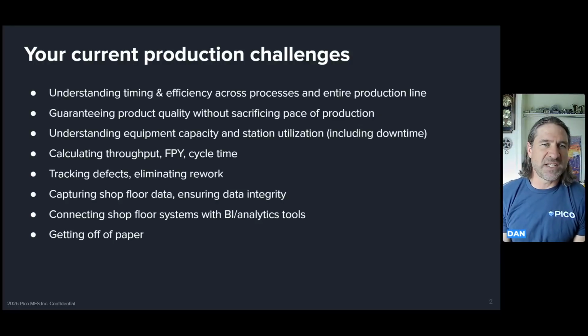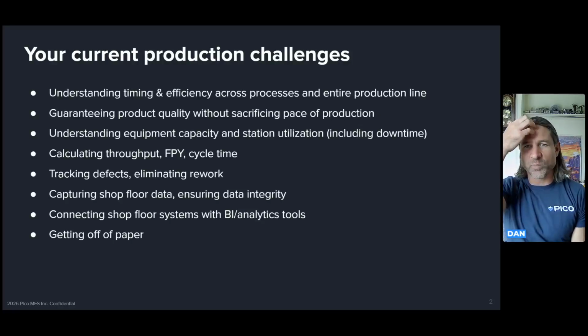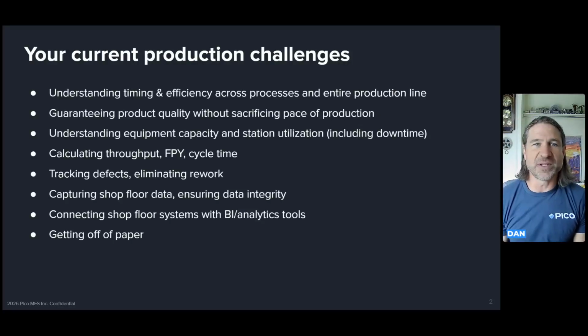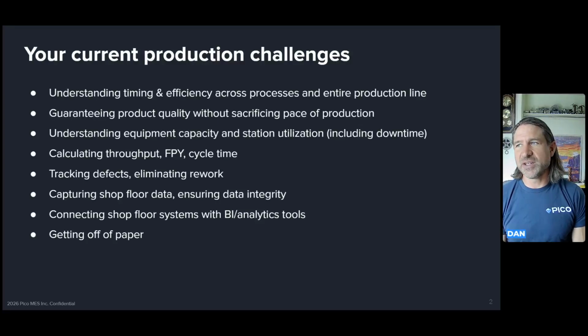Understanding equipment capacity and station utilization. What are the reasons for downtime? Why are we missing production goals? Why are we not running at full utilization? Calculating throughput, first pass yield, and cycle time isn't always easy unless you have specific methods in place for tracking those, as well as defects and rework. If you don't have any data or insights into what's causing those, it makes it harder to fix them and prevent the rework.